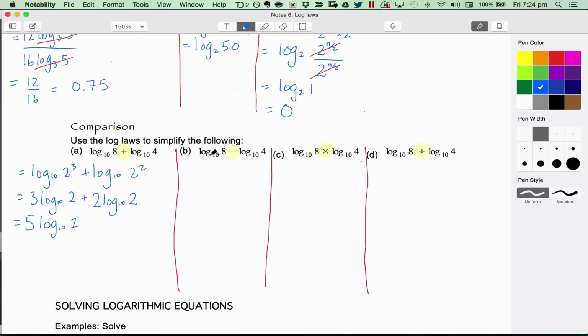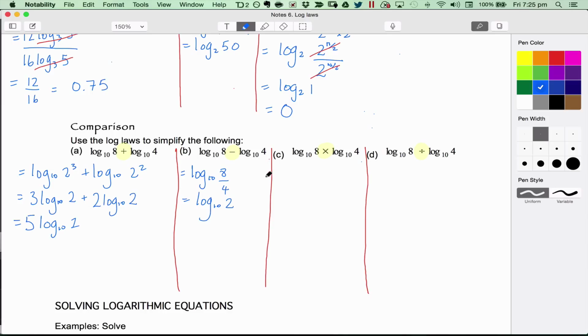For our second problem, I'm going to use our second log law. Log 10 of 8 divided by 4 is log 10 of 2, and that's simplified as far as we can go.